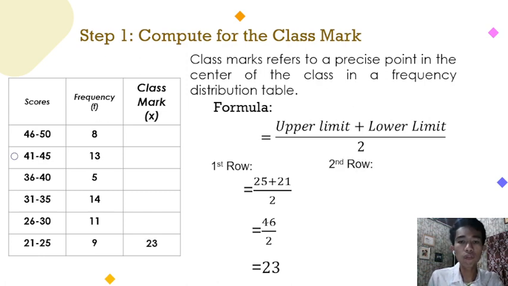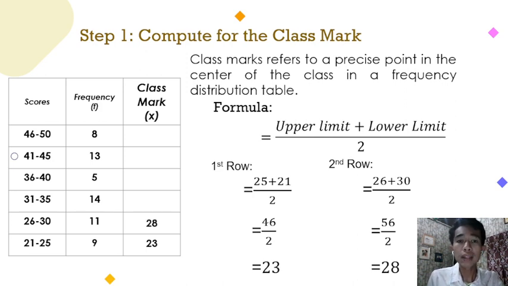So let's solve for the second row. Our second row is 26 to 30. Our upper limit here is 30 and our lower limit is 26, so we will add them. 26 plus 30 is equal to 56, and we will divide it by 2. So our class mark is 28.